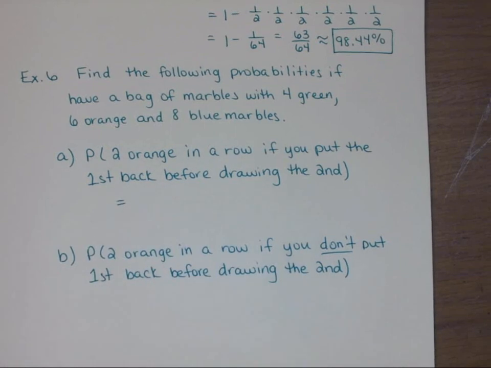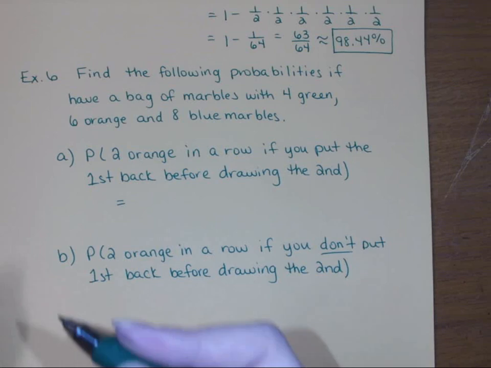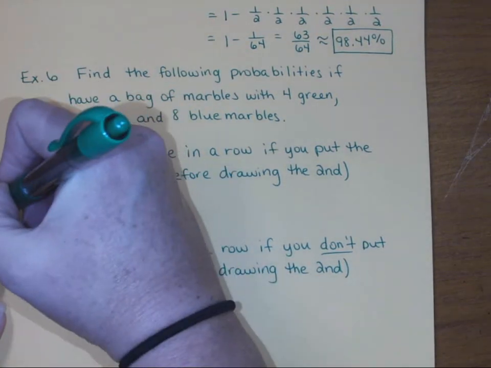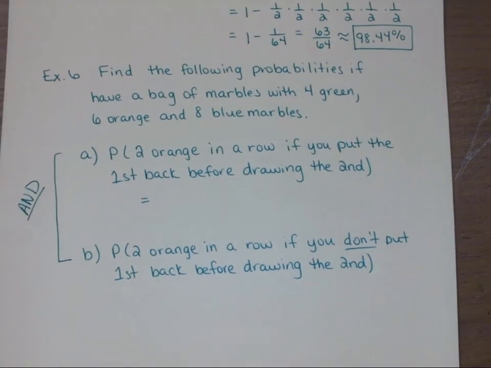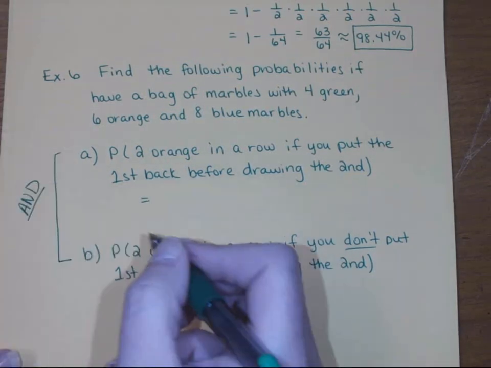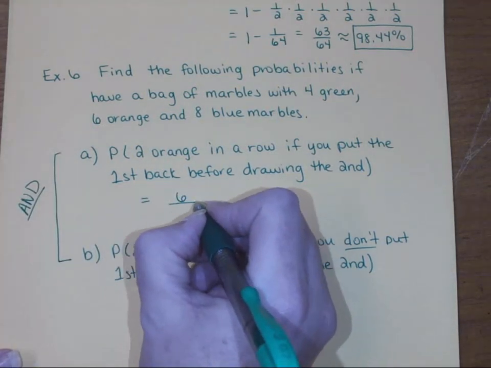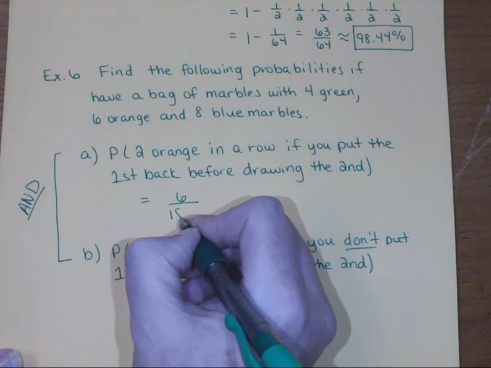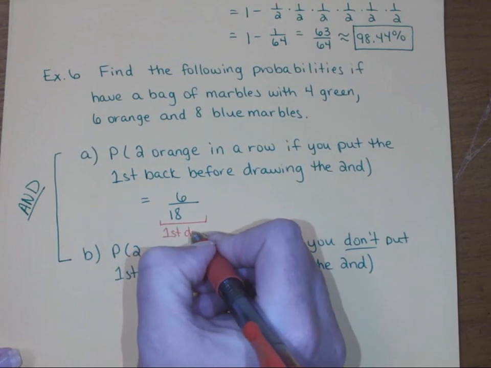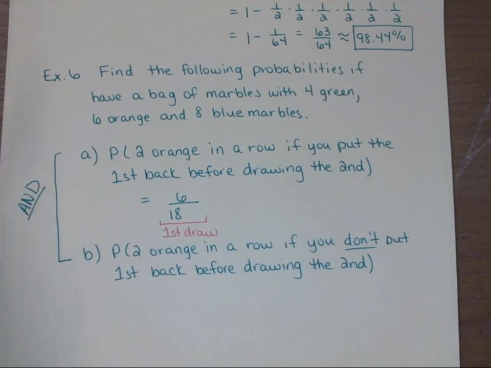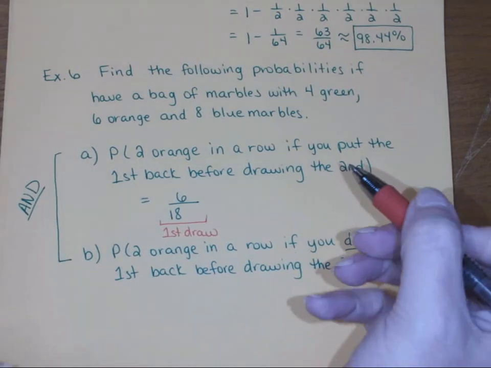All right, so let's look at the first one. The probability of 2 orange. So notice we want 2 events to happen. We want the first one to be orange and we want the second one to be orange. Even though I didn't write the word and, these are and problems, which means as long as we're sure they're independent of each other, we need to multiply those probabilities. So let's talk about the probability of the first one being orange. We have 6 orange. If you tally up all the marbles you have 18. So this is the probability of my first draw, right?